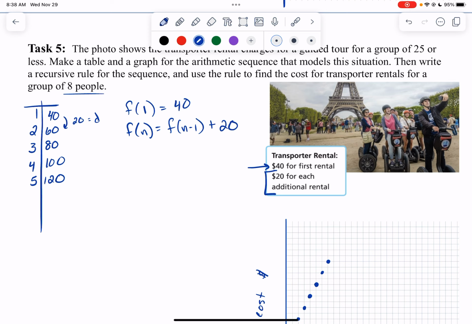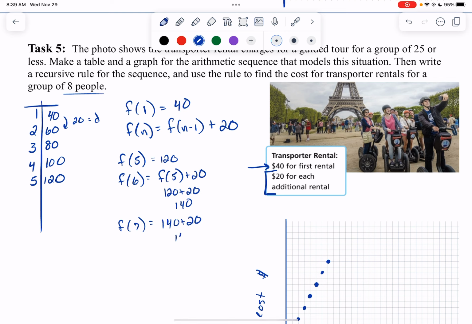And then use the rule to find the cost for transporter rentals for a group of 8 people. So they want us to use the rule. The last one we found in our table was f of 5 is 120. So f of 6 would be equal to f of 5 plus 20, so that would be 120 plus 20, which is 140. We have to keep going. F of 7 would be f of 6 plus 20, so that would be 160. F of 8 would be f of 7 plus 20, 180. So $180 for 8 people.